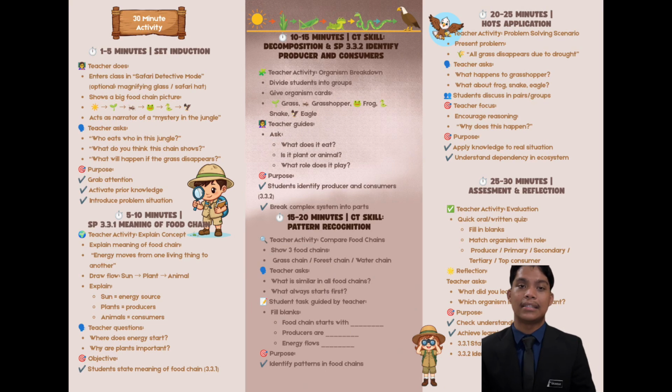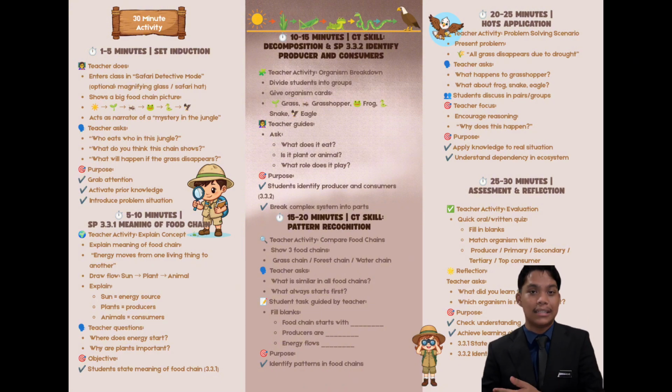During the first 5 minutes, I will begin the lesson with a set induction. I enter the classroom as a safari detective and display a large picture of a food chain consisting of the sun, grass, grasshopper, frog, snake, and eagle. I ask pupils several guiding questions such as, who is whom? What does this chain represent? And what do you think will happen if the grass disappears? This question activates pupils' prior knowledge and creates curiosity before introducing the lesson.